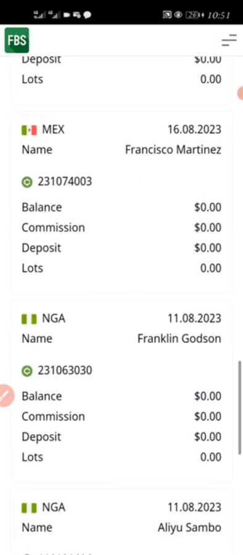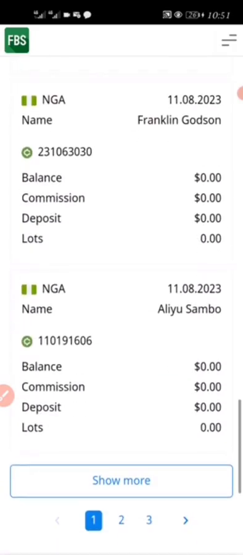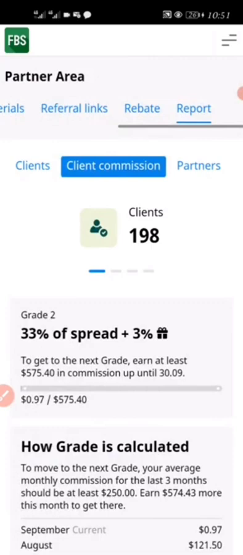So this is to show you that I have 393 accounts in total, and the lot that I've been paid for. I'm not the one that is trading this lot. This is the lot I've generated from people that are trading, people that have used my link to register.